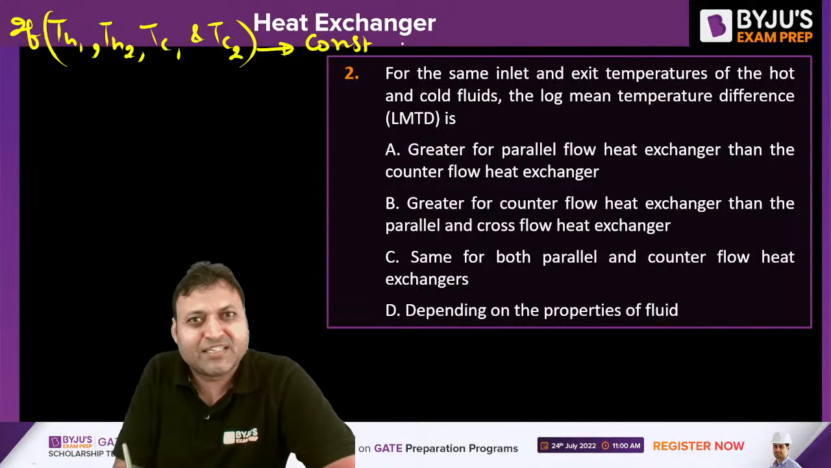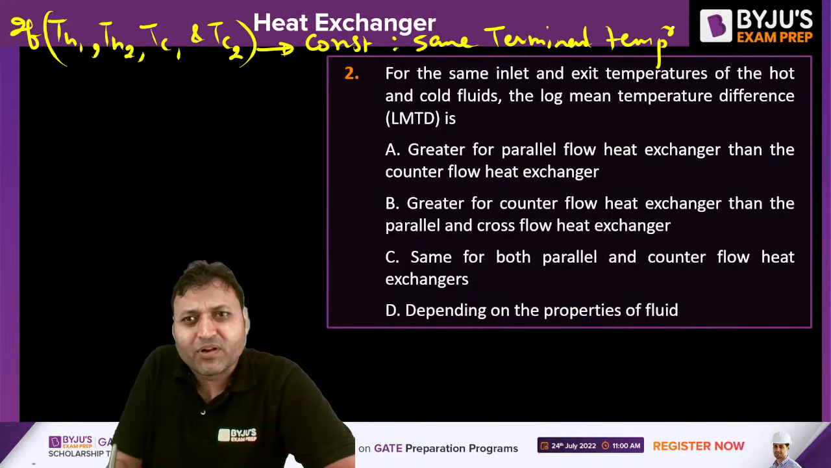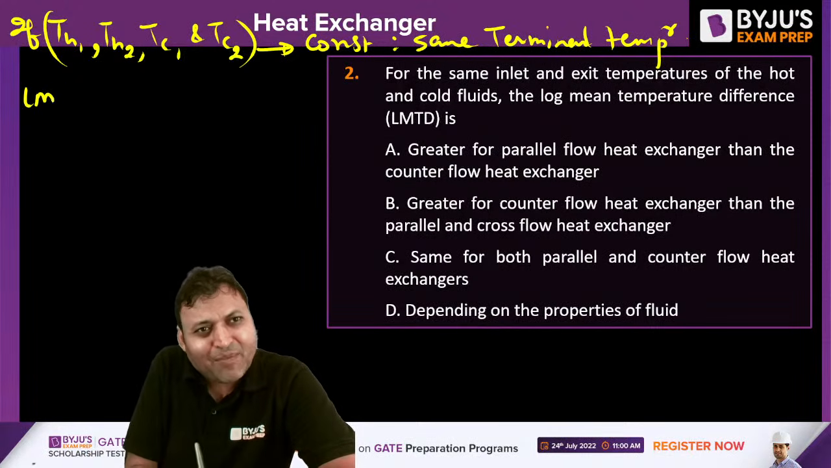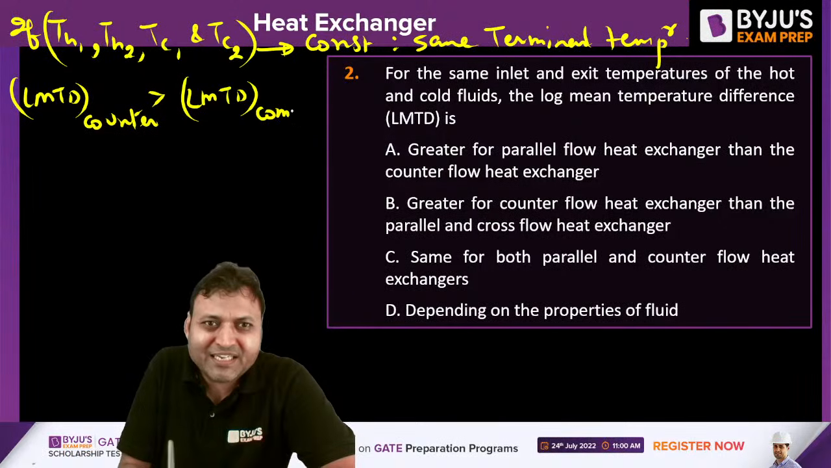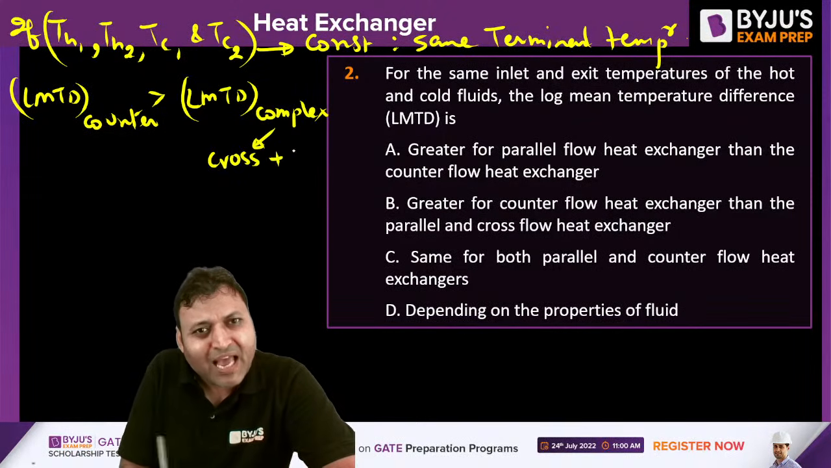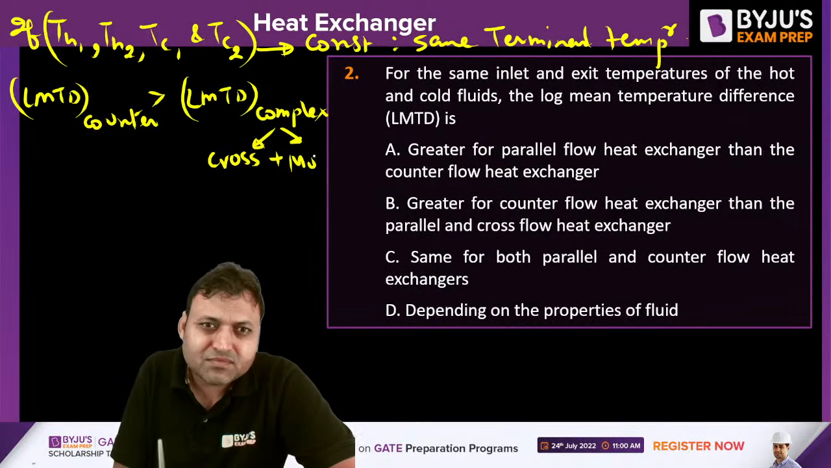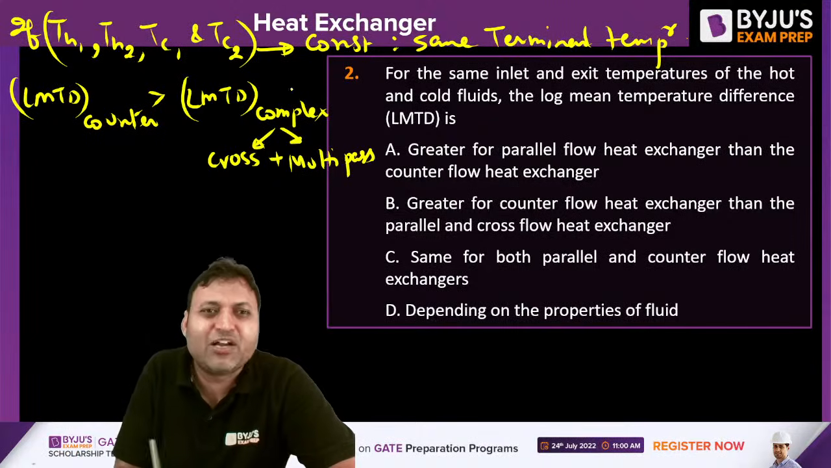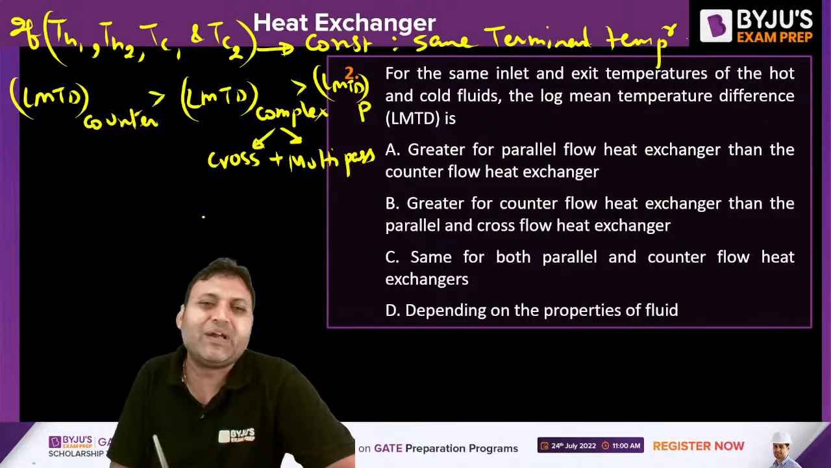In general, for the same terminal temperatures, LMTD for counter flow will be more than LMTD for the complex heat exchanger. Complex means cross flow as well as multipass or shell and tube type. And the minimum value of LMTD will be for the parallel flow heat exchanger.